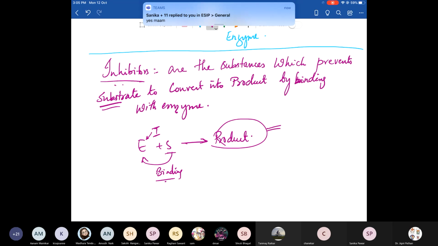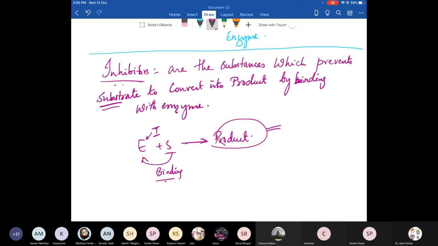Inhibitors are the substances which prevent the substrate to convert into product by binding with enzymes. They bind with enzyme. They'll not allow the enzyme to bind with substrate. So they go and occupy that seat where the substrate should come and sit so that the product can be formed. But what inhibitors do, they occupy the seat so that there should not be any formation of product. Did you get the point, everyone in the class?